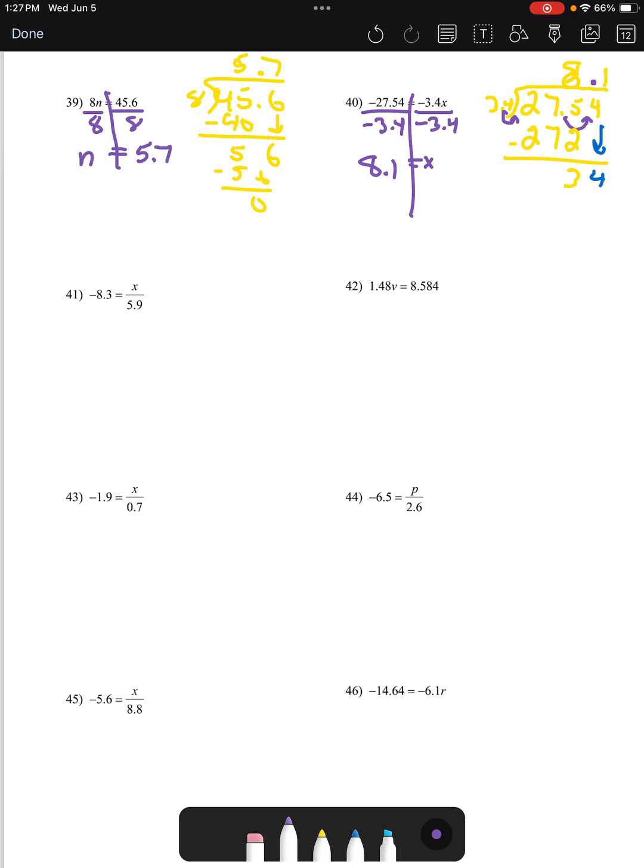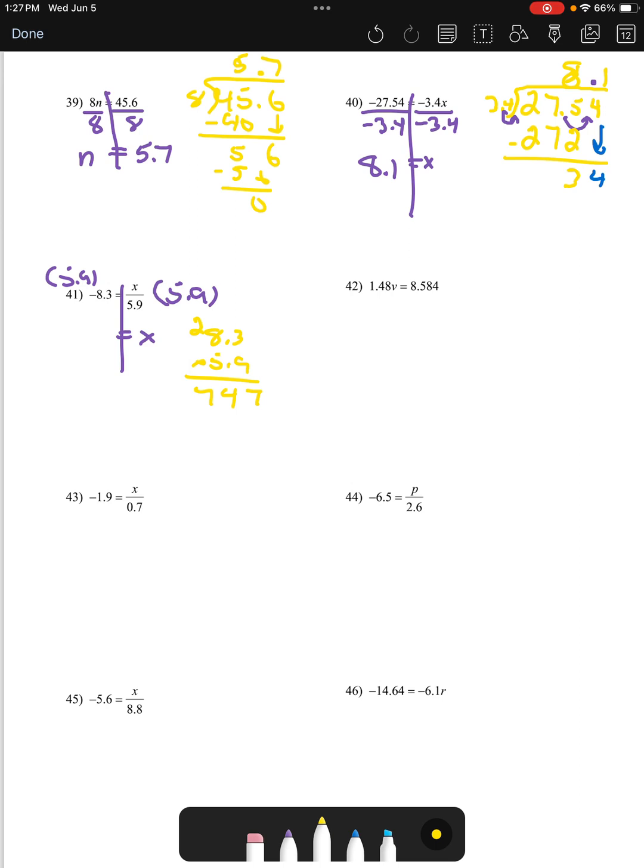On number 41, we have a division example. We have x divided by 5.9 is equal to negative 8.3. So to solve this, we will have to multiply both sides by 5.9. And yep, we're going to have to go off to the side and do it. So 8.3 times 5.9.